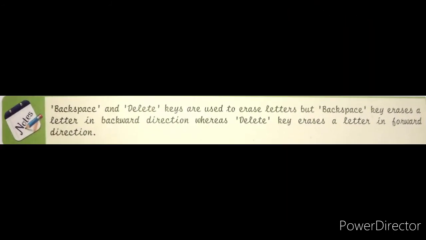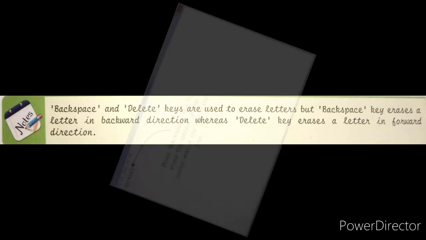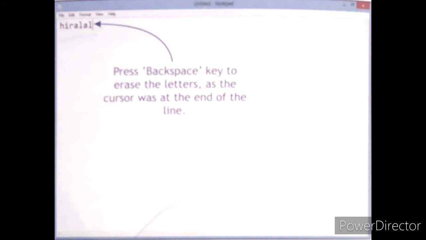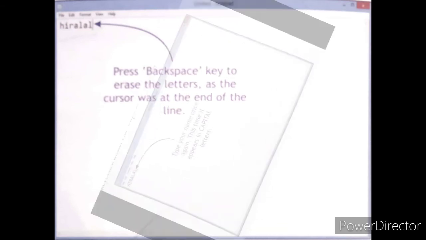Now, we will discuss how to erase words or characters. Sometimes you may need to erase some unwanted text. Press the backspace or delete key to erase the typed text. Now note that backspace and delete keys are used to erase letters, but the backspace key erases a letter in the backward direction, whereas the delete key erases a letter in the forward direction.